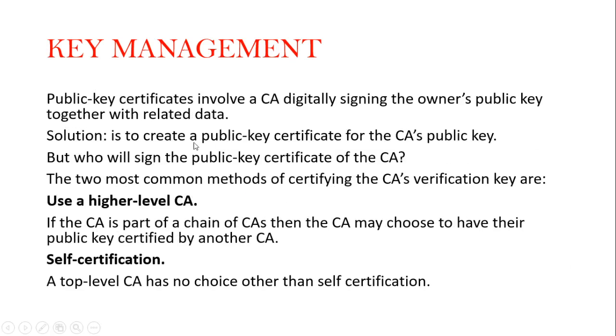Then, public key certificates involve a CA digitally signing the owner's public key together with the related data. So the solution for this is to create a public key certificate for the CA's public key. But who will sign the public key certificate of the certificate authority? The two most common methods of certifying the CA's verification key are, first, use a higher level CA. If the CA is part of a chain of CAs, then the CA may choose to have its public key certified by another CA. That is, a higher level CA should certify a lower level CA. The second one is self certification. A top level CA has no choice other than self certification. So this is very simple.